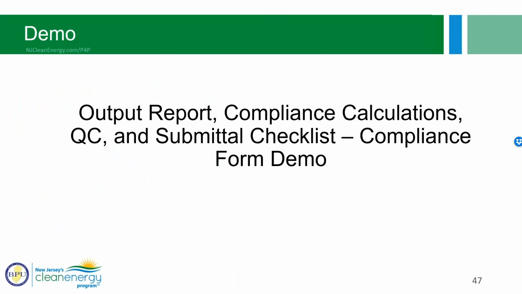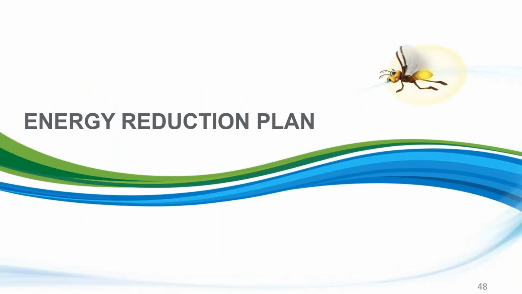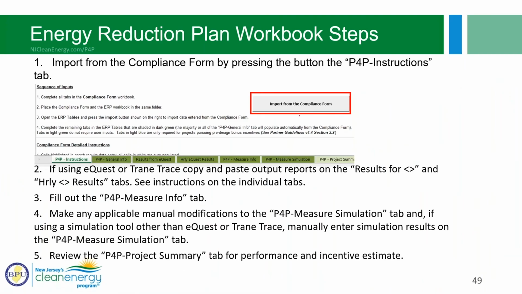All right, so now we're going to go into the ERP and then hopefully have a few minutes left over for questions. The steps for completing the ERP are: first, you want to import from the compliance form. When you start to fill out the ERP, you basically have finished with your compliance form. So you're going to open the ERP, click import from compliance form, and do that. Number two, if you're using eQuest or Trace, you're going to copy the output reports on the results and the hourly results tabs. There are detailed instructions on each of these tabs for you.